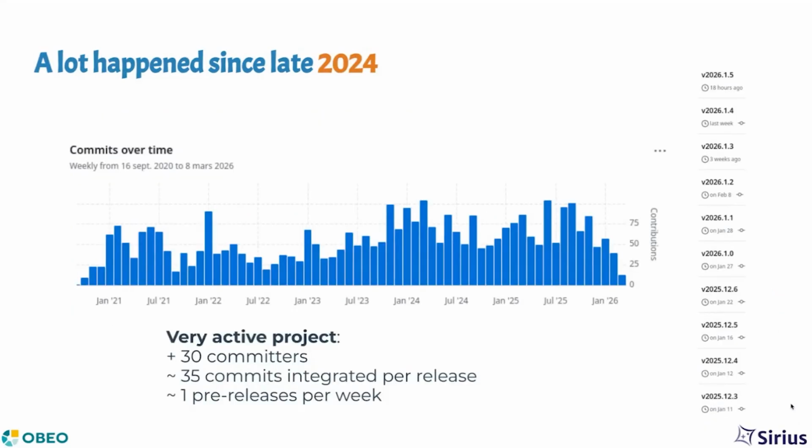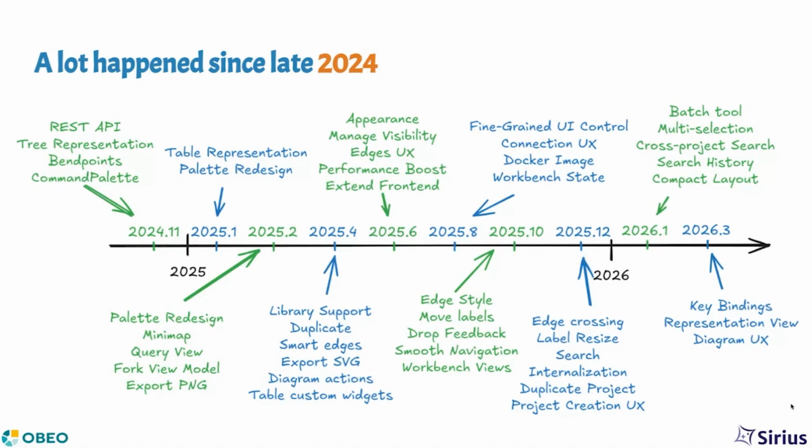With that in mind, let's look at what has changed recently, because a lot has happened since late 2024. Sirius Web has been evolving very quickly over past months. The project is very active with a strong contributor base, frequent pre-releases or one release each 8 weeks, and a steady flow of improvements across the platform. This strong rhythm reflects the growing adoption of Sirius Web across several modeling tools and use cases. And this activity has translated into many concrete improvements.